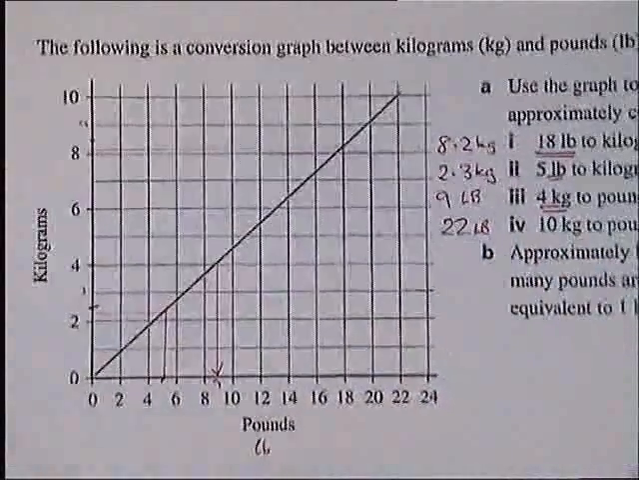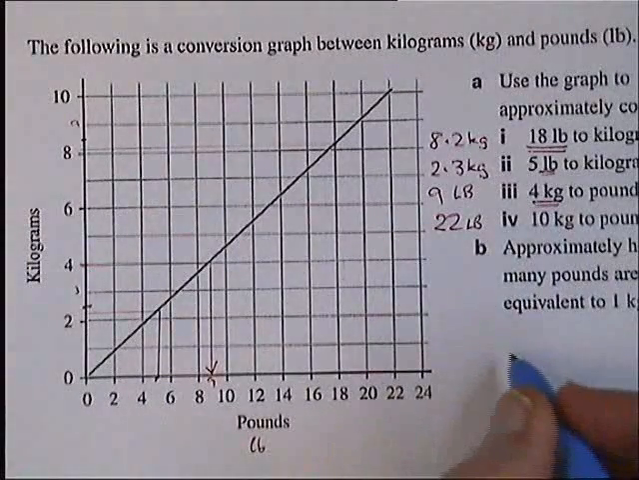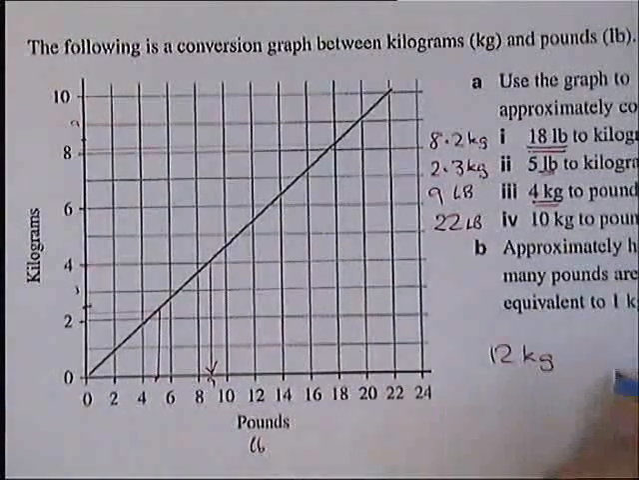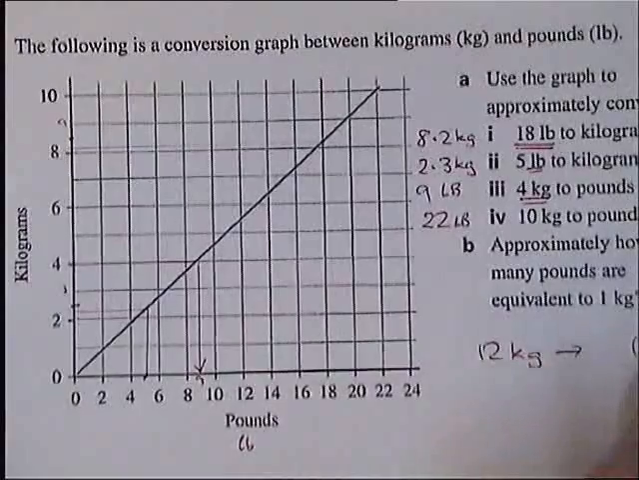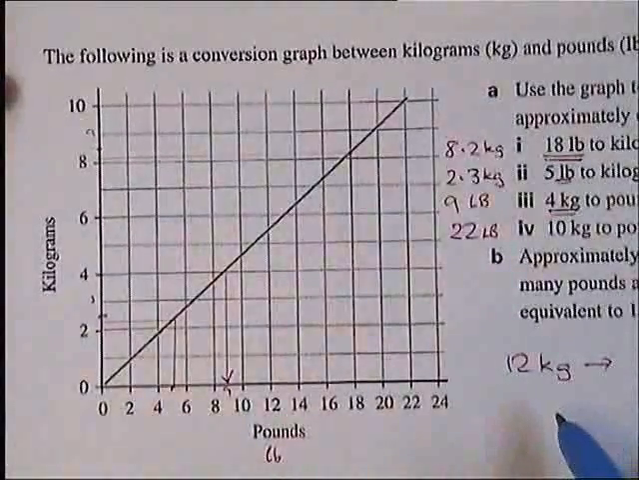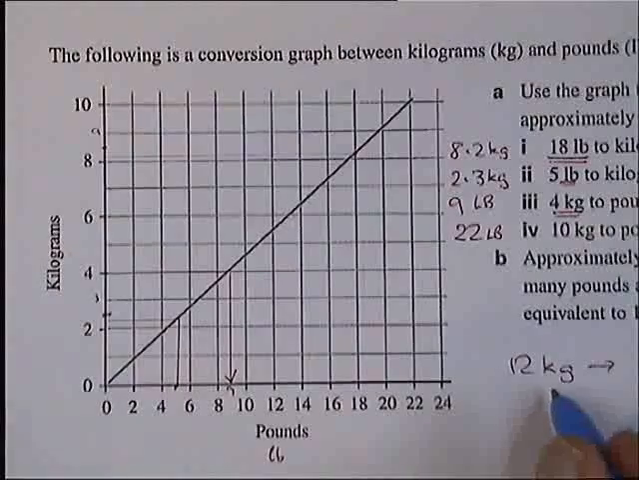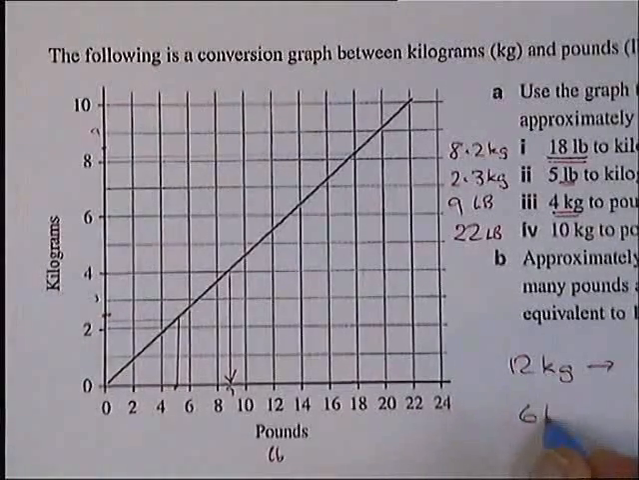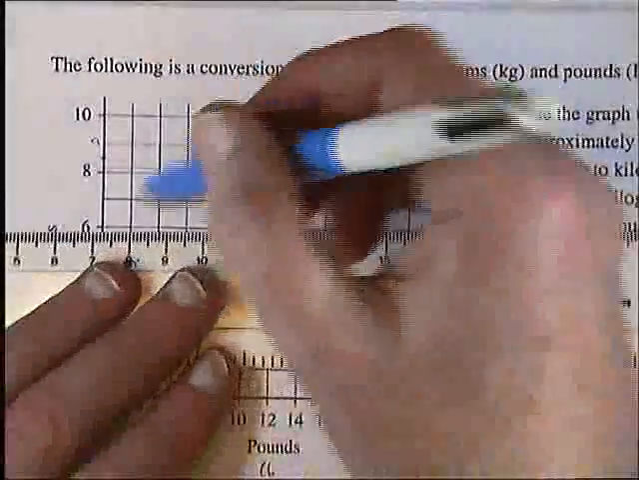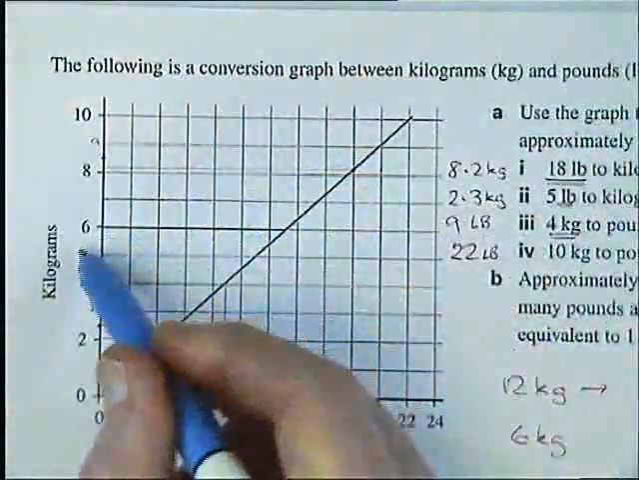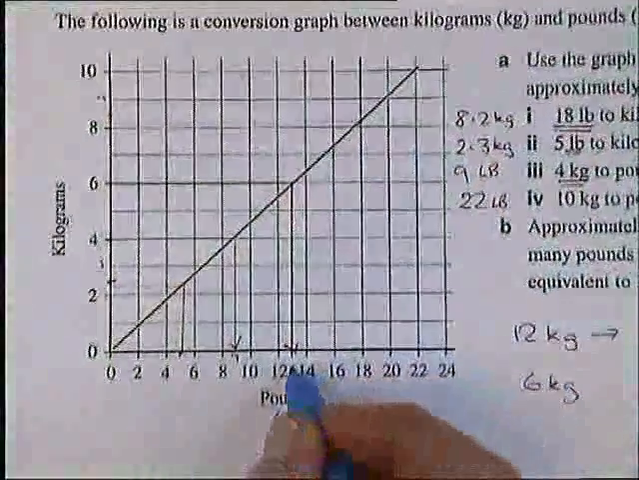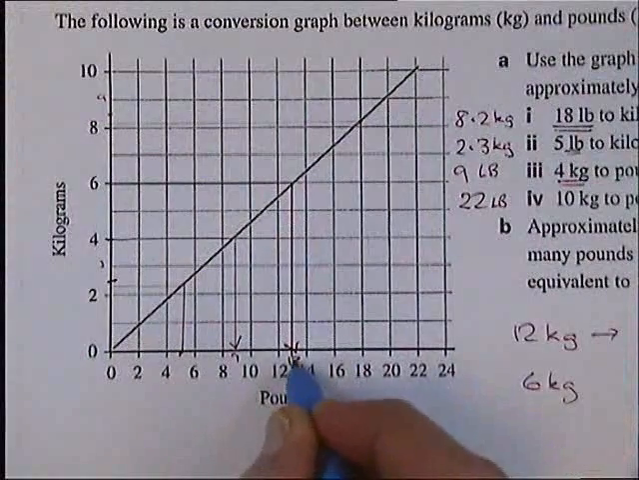I'm going to miss out part B just for a minute. I'm going to say what would happen if they had asked me to change, let's say, 12 kilograms into pounds. You go to your kilogram number, you find 12, but it's not here. Now this can happen in an exam question sometimes. So you say, okay, I can't do 12 kilograms. I could do 6 kilograms, which is exactly half that number. If I did 6 kilograms, I can come along here from 6 on my kilograms number to my graph line and then come down. And that takes me to between 12 and 14, so say 13.